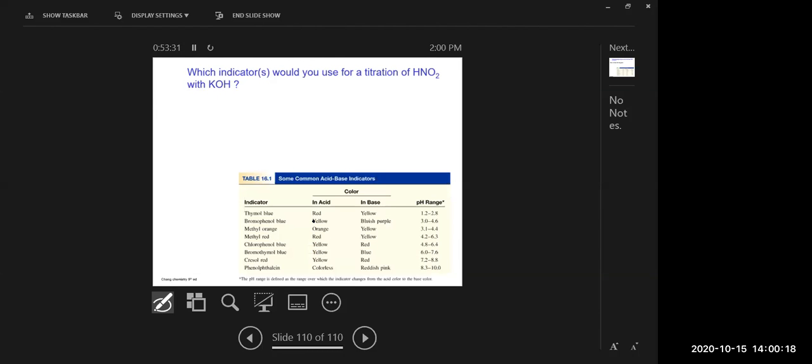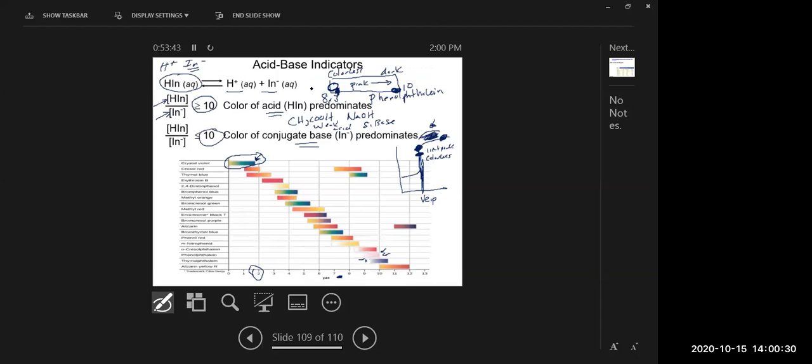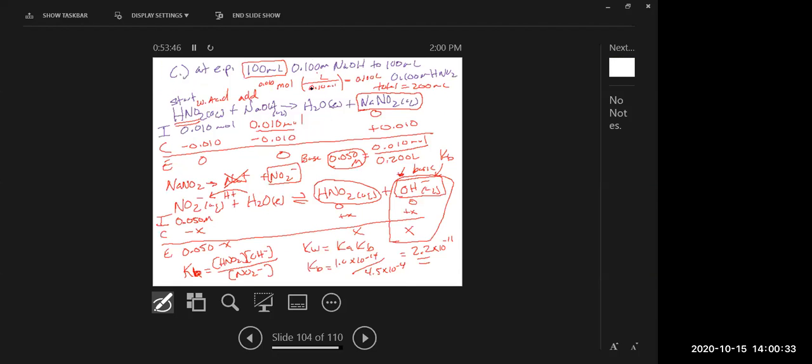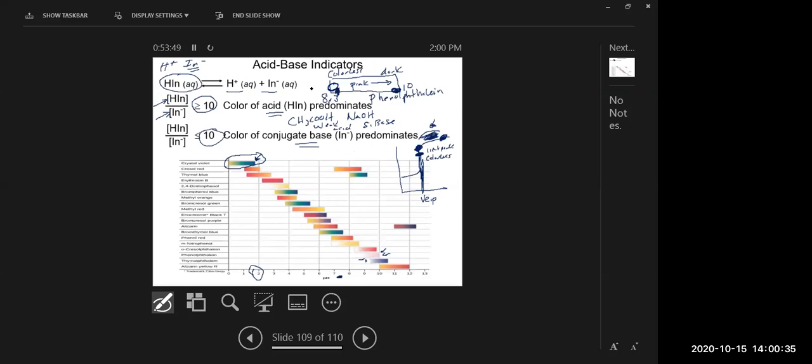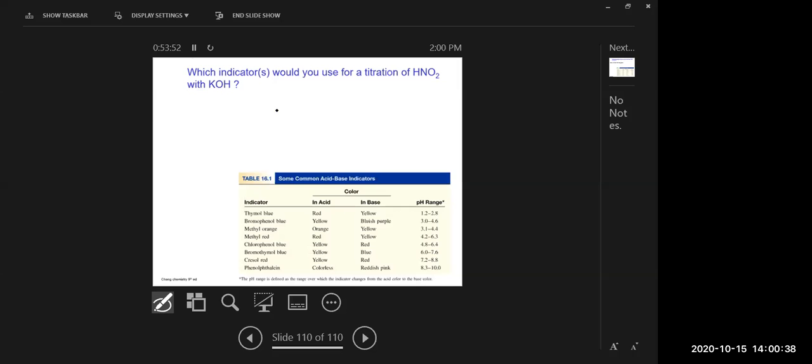So why don't you take a second and choose which one you think would be good for this titration, based on the list that we have on the bottom. And while we're at it, what would be a good indicator for the NH3 and HCl titration? So pick the one that would be good for the nitrous acid and KOH, and pick one or more on this list that would be good for the other titration.